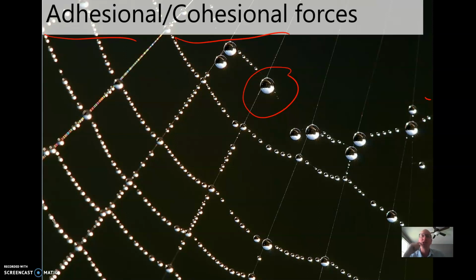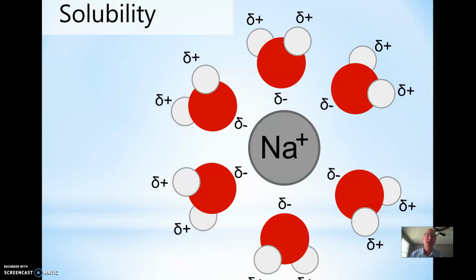Why do those two properties form in water? Hydrogen bonding. Sorry for my sloppy handwriting. This is why I normally type, but I'm trying to be more personalized. So those are properties of water. Solubility. What about solubility? How does water dissolve one of the strongest forces in nature, which is an ionic bond? Excuse my dogs in the background.